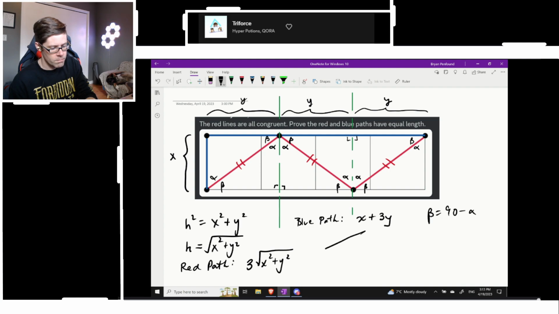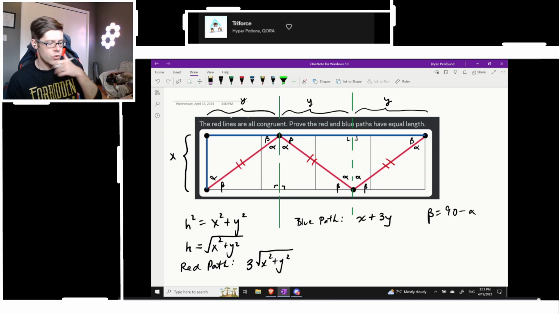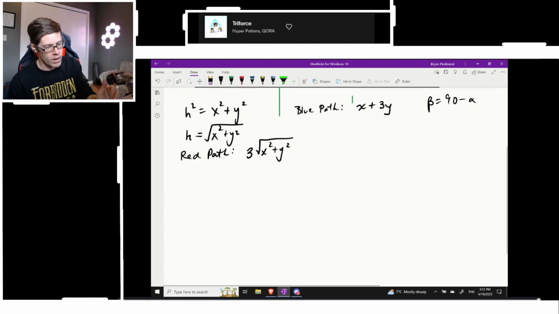But how do we make that work? So I wonder if there's a relationship between x and y we can use here as well. There must be a relationship between x and y. If these are truly the same length, maybe we could just pretend algebraically and see what happens.